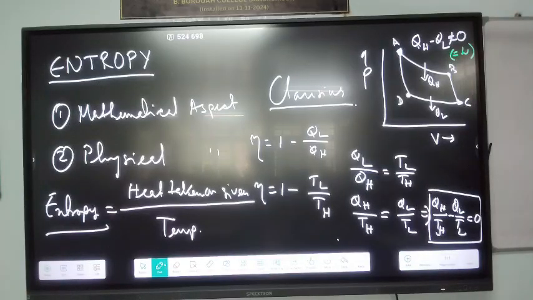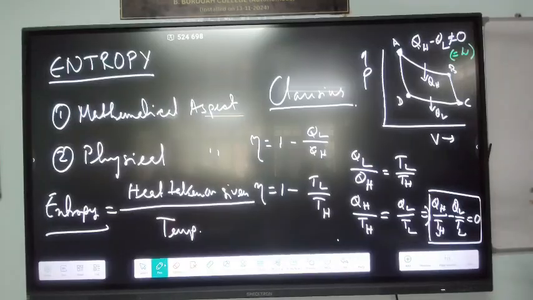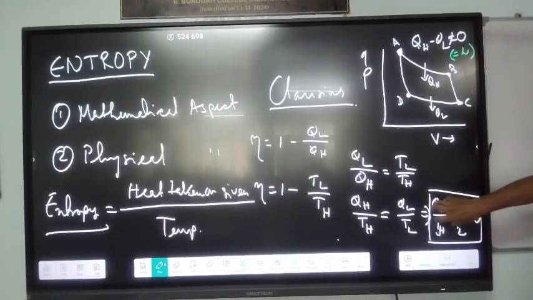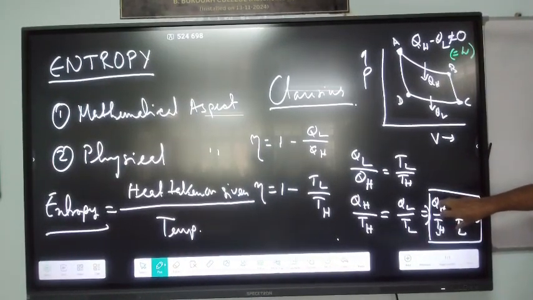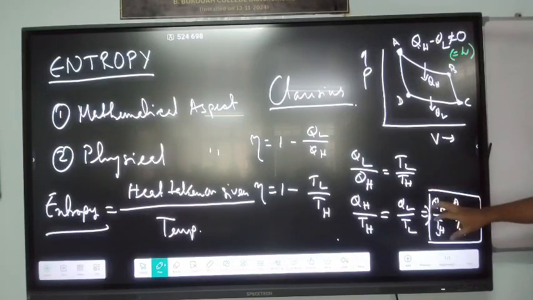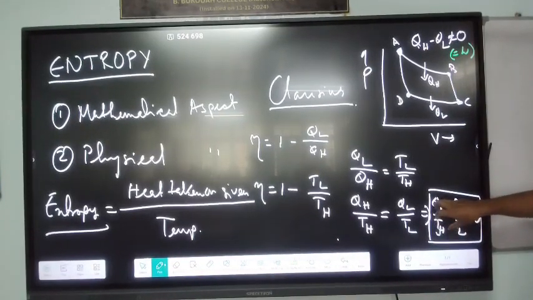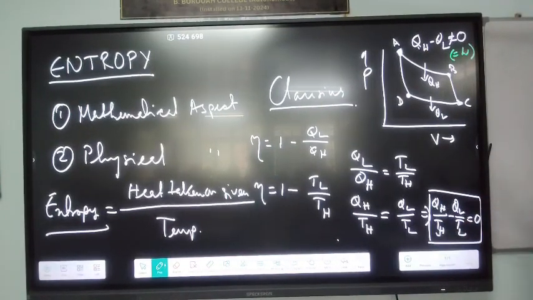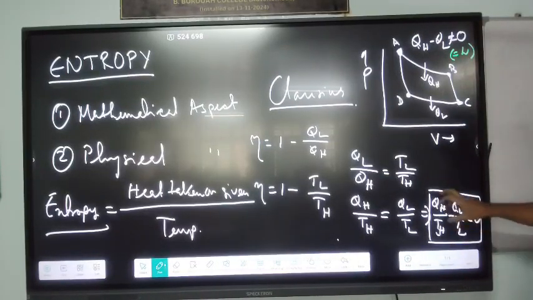So what we can say is that this is a new parameter. It is not internal energy, it is not heat, it is not pressure, not volume. Since it is none of these, it is a new parameter. And this parameter is a state function. Clausius said that this parameter is a state function and it is called entropy.